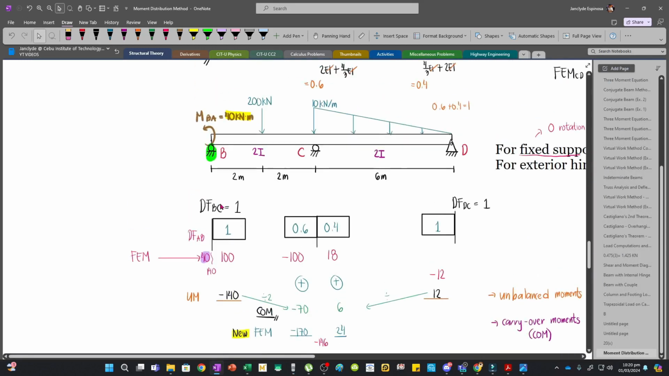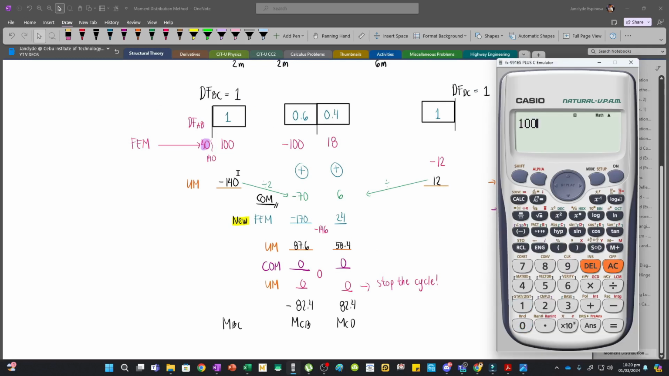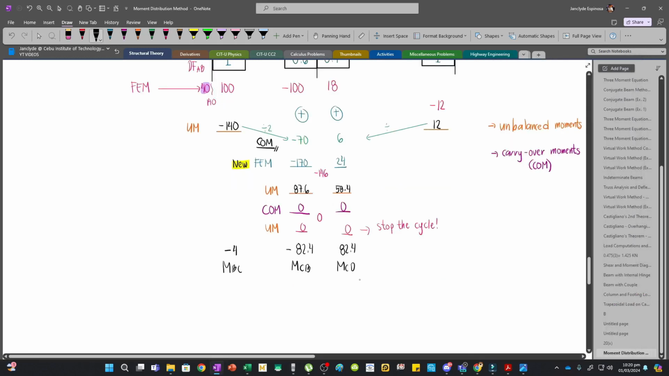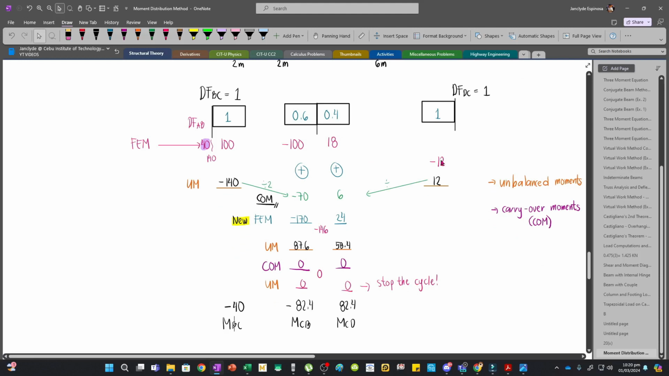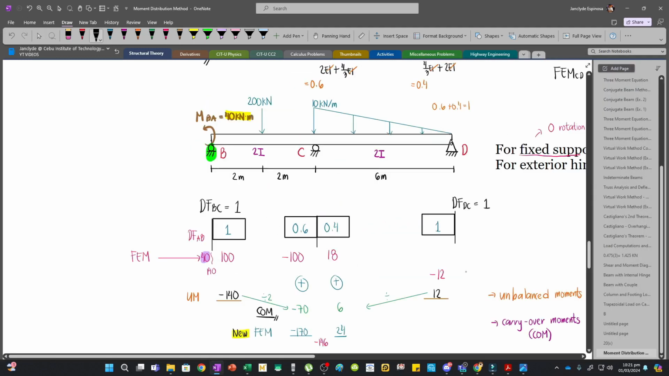And then for MBC, which is this one, we have our FEM, which is 100 minus 140, which is our unbalanced moment. So minus 140, that'll give us minus 40. So this is minus 40. And then here we have our FEM is negative 12. Now minus 12 plus our unbalanced moment, which is 12, that will become 0. And so that's why this is 0, our MDC.